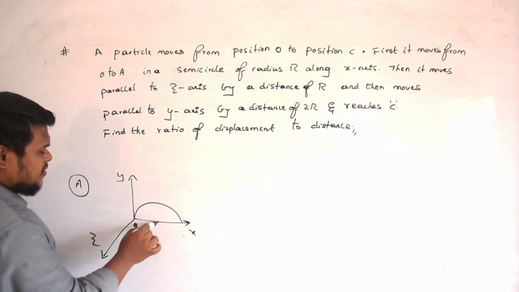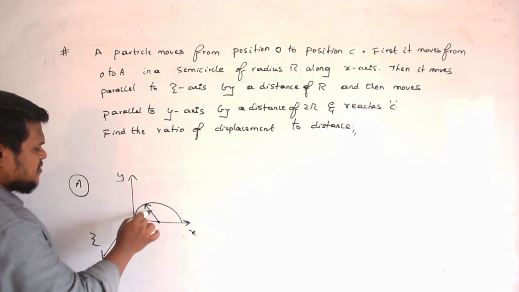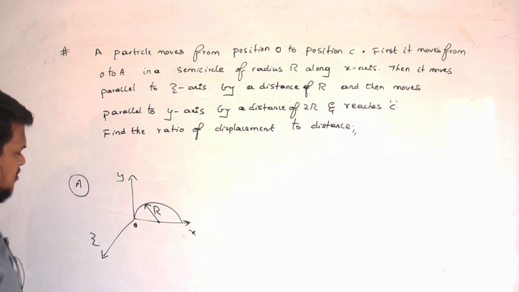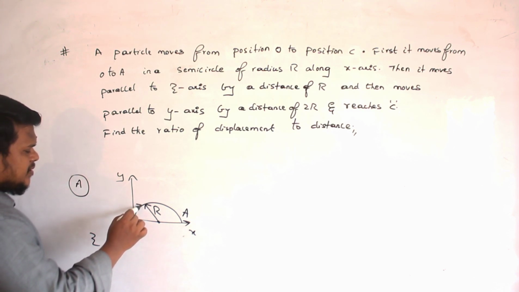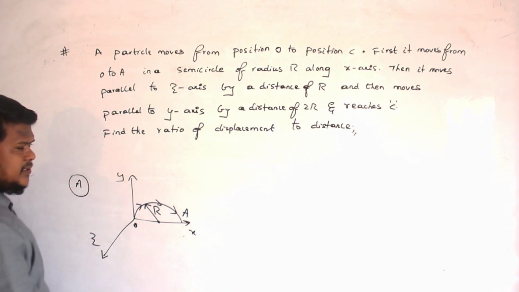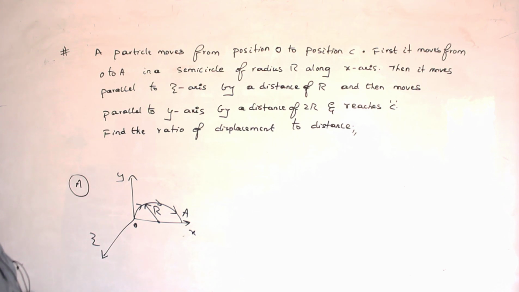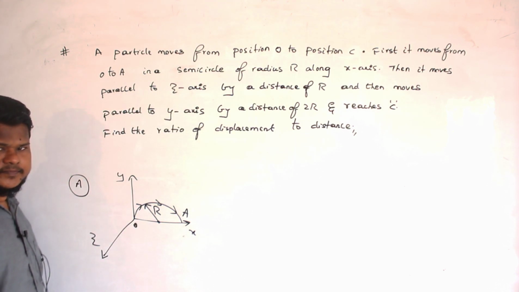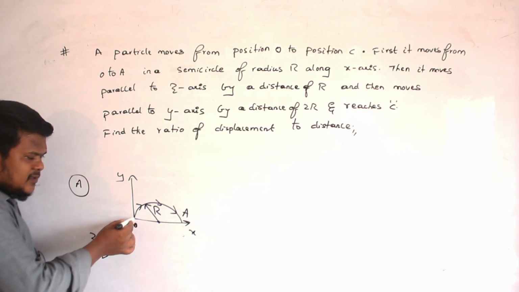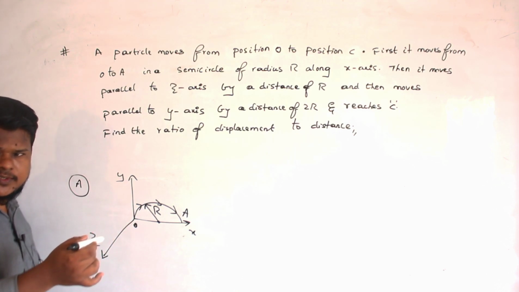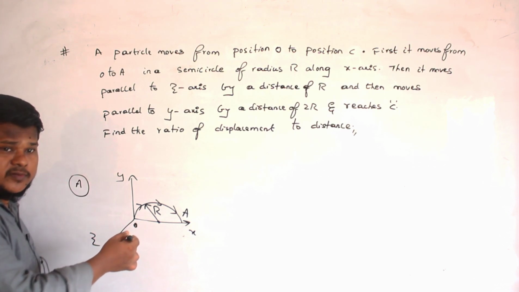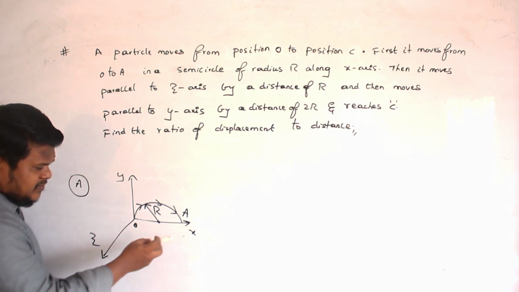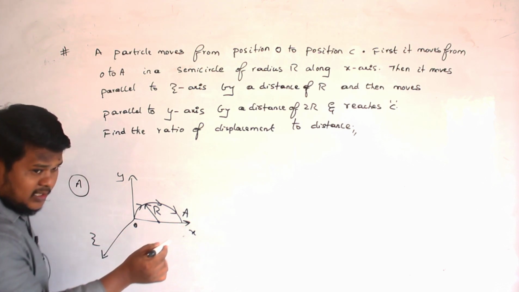And what is the radius of this semicircle? The radius of this semicircle is R. So this is point O and this is point A. Clear? So he has traveled like this. Then he moves parallel to the z-axis by a distance of R. What is meant by the z-axis here? The z-axis will be like this. Are you able to understand? This is not like this actually, it is present like this. It is coming out of the board. So from here, he is traveling out of the board like this.